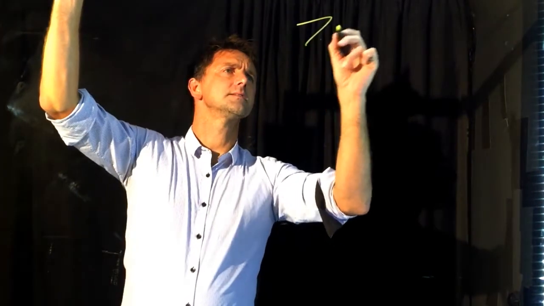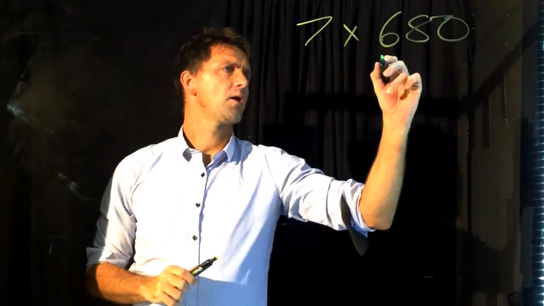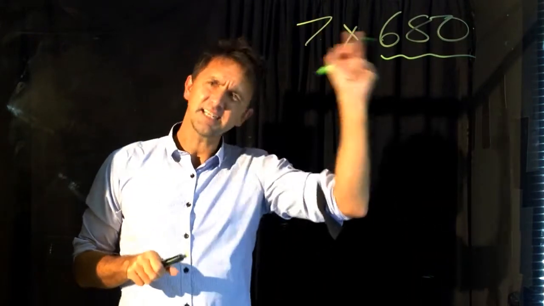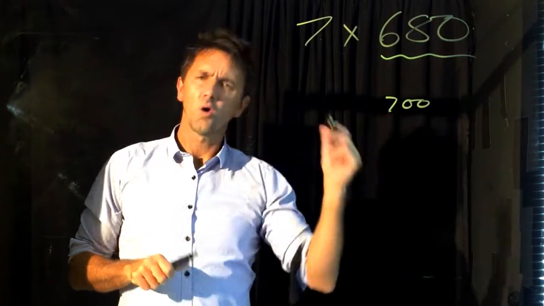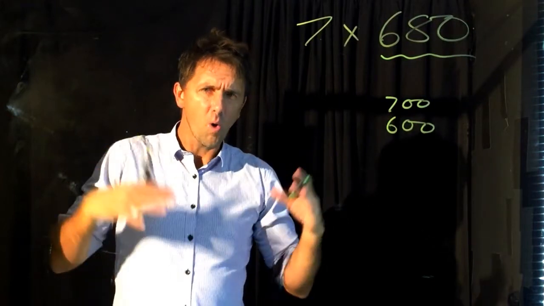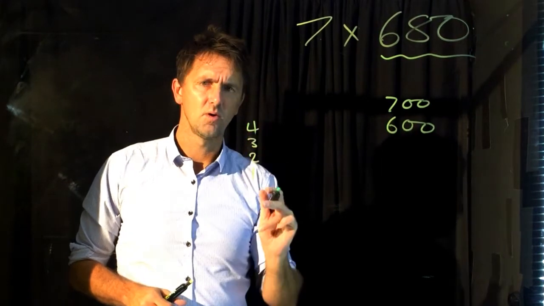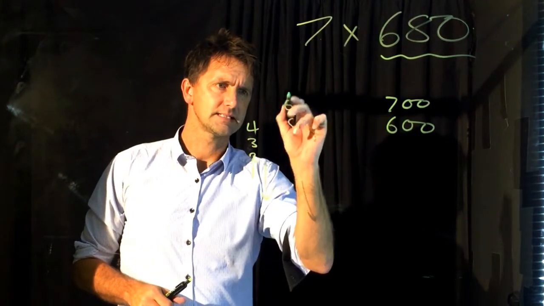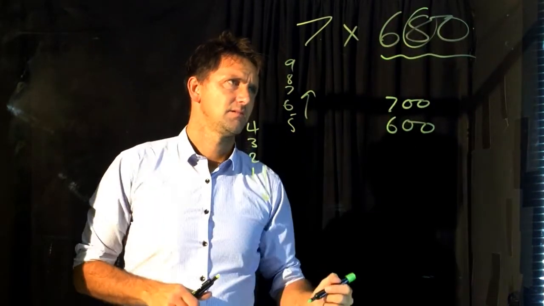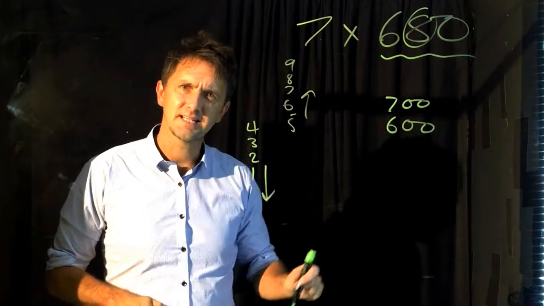What about 7 times 680? Okay, this number here we're going to round off to the nearest 100. We've got to make it easy. Is it going to go to 700, or is it going to go to 600? Is this number closer to 700 or 600? Here's a hint. Remember, if it ends with 1, 2, 3 or 4, we go down. If it's 5, 6, 7, 8 or 9, we go up. This is 8 here. So is it closer to 700 or 600?